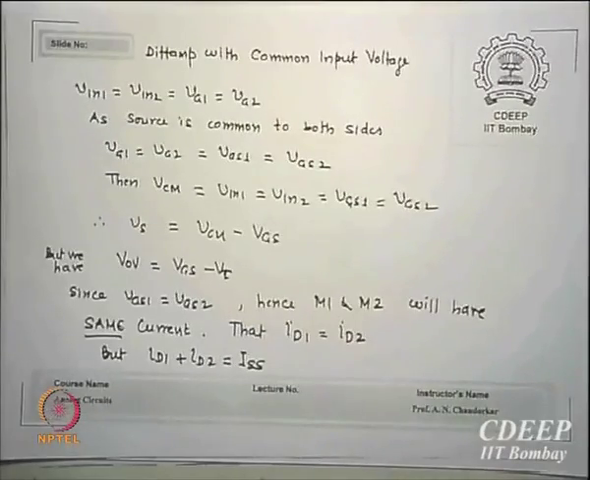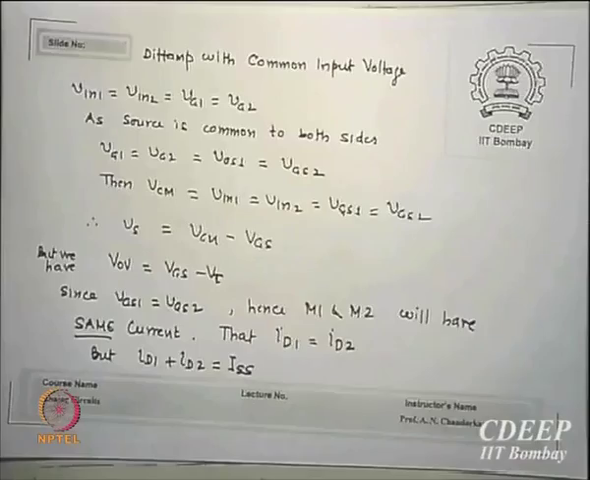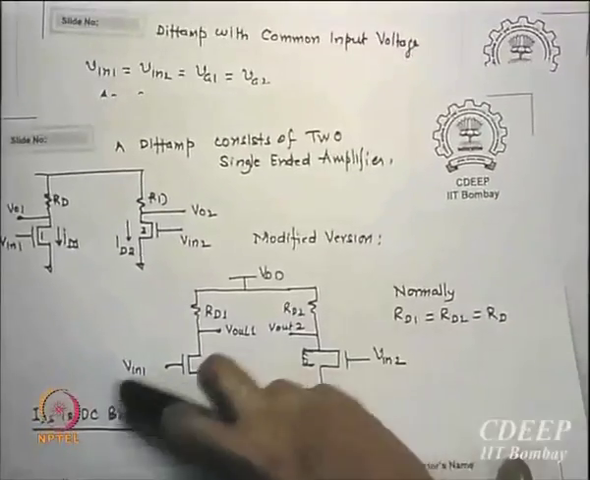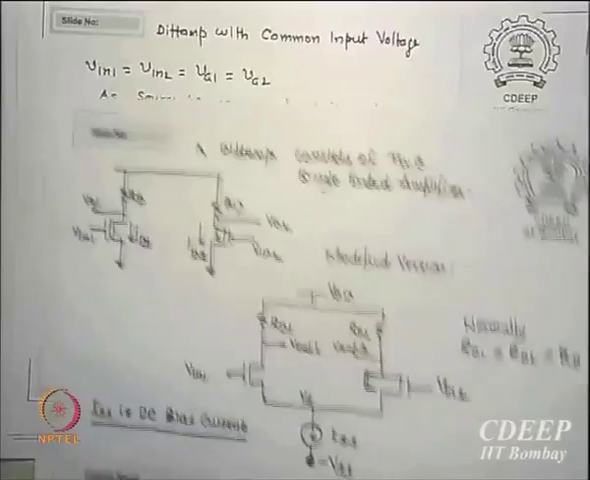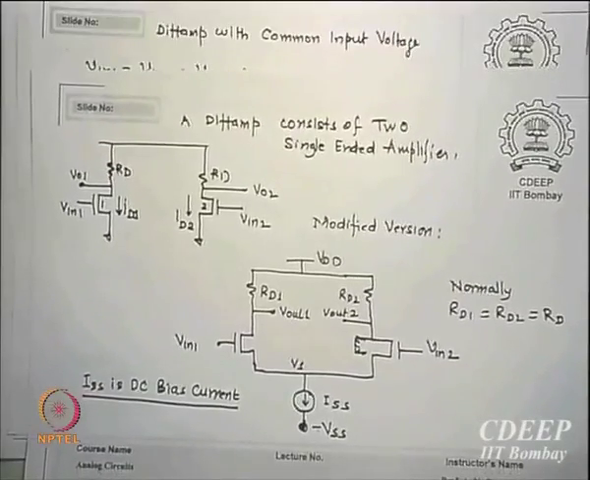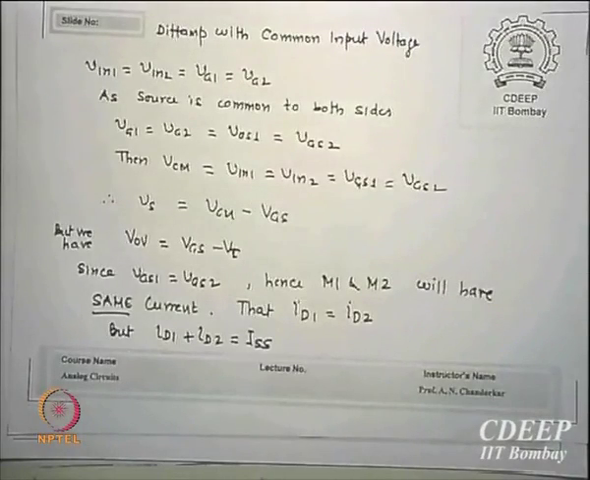Let us say the first case, diff-amp. Please remember, I again show this: VIN1, VIN2 are the two inputs, and the common mode is (VIN1 plus VIN2) by 2, and the difference signal is VIN1 minus VIN2. Let us say the diff-amp has the same input at both ends. So how much is the difference? 0. But what is the common mode? (VIN plus VIN) by 2 means VIN. If VIN1 and VIN2 are equal, both sides have the same signal, VIN.